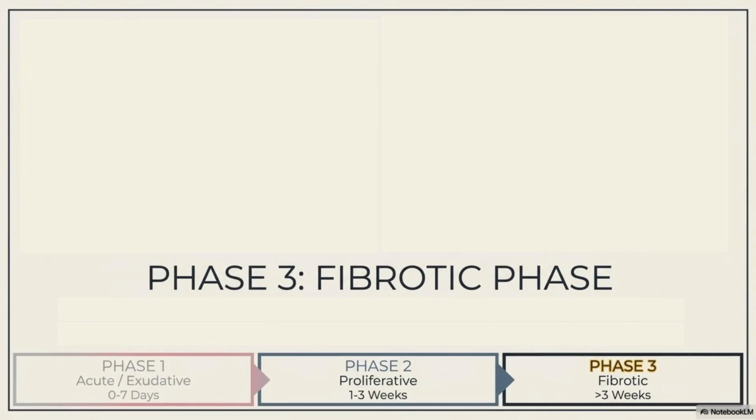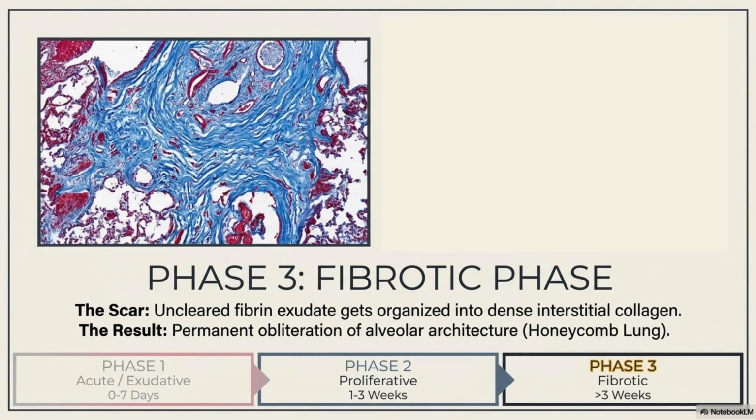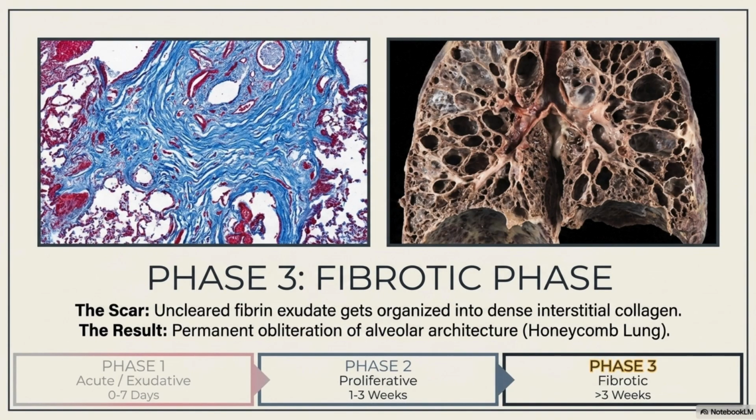Phase 3 is the fibrotic phase, occurring after 3 weeks. This is the scar. If the fibrin exudate is not cleared, it gets organized into dense interstitial collagen. The result is permanent obliteration of the alveolar architecture, leaving us with a honeycomb lung.